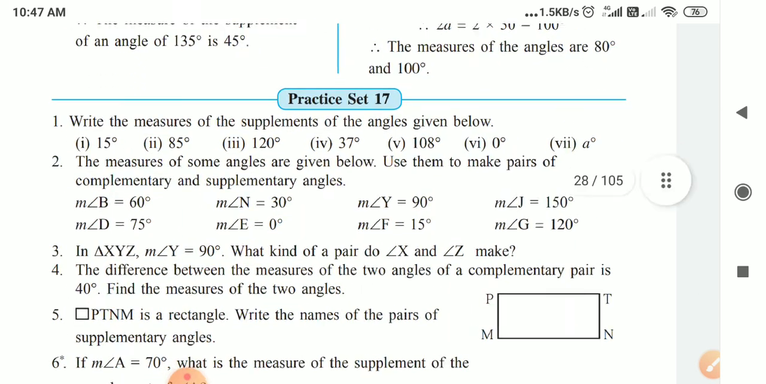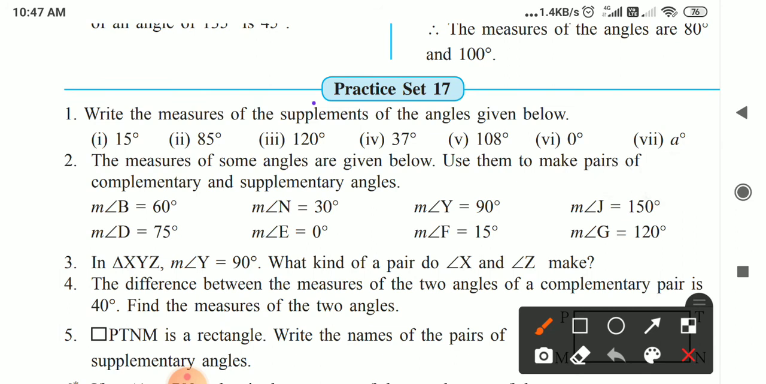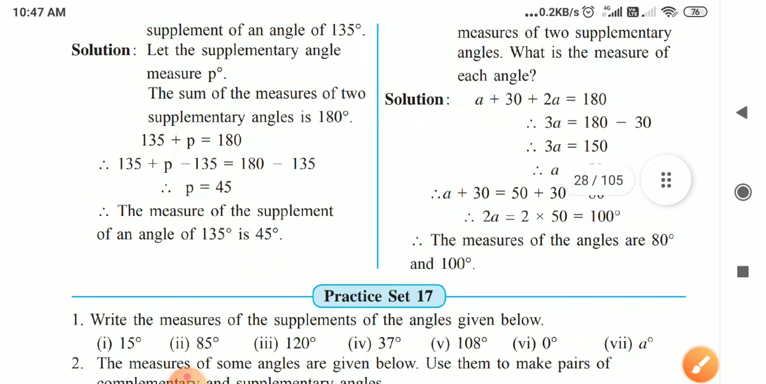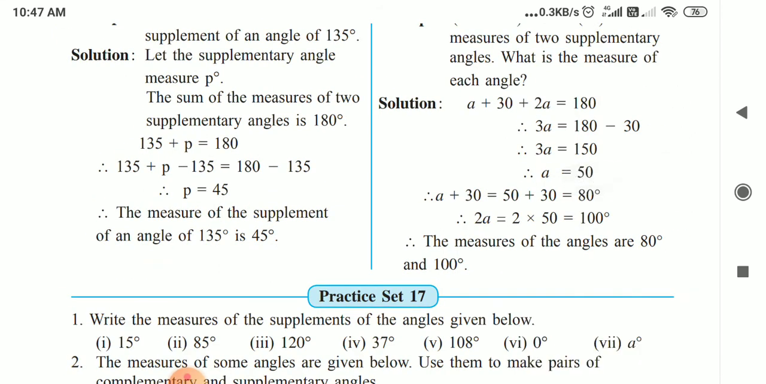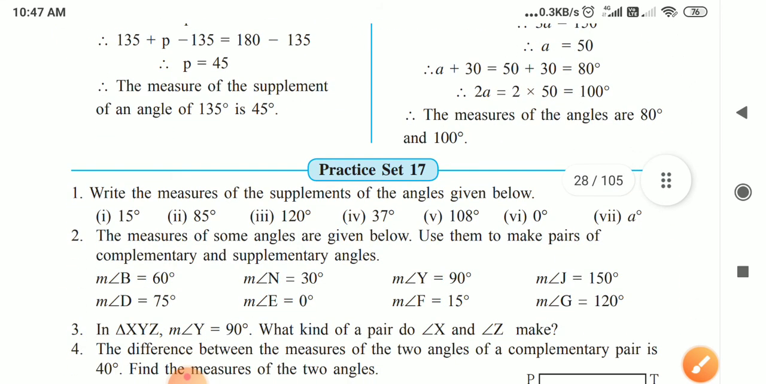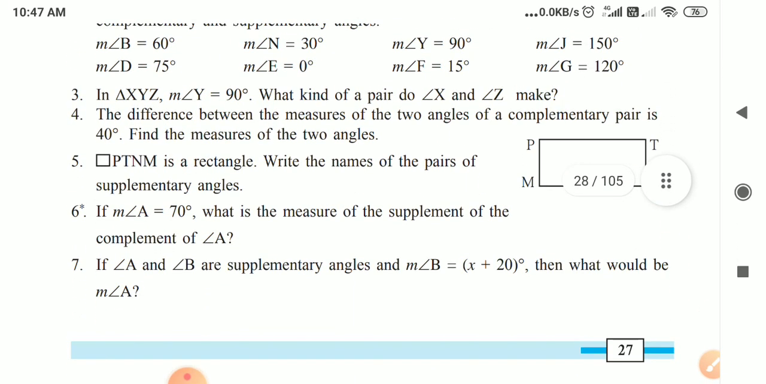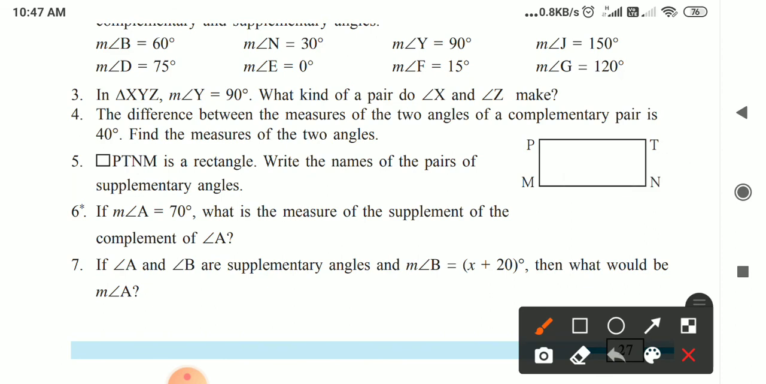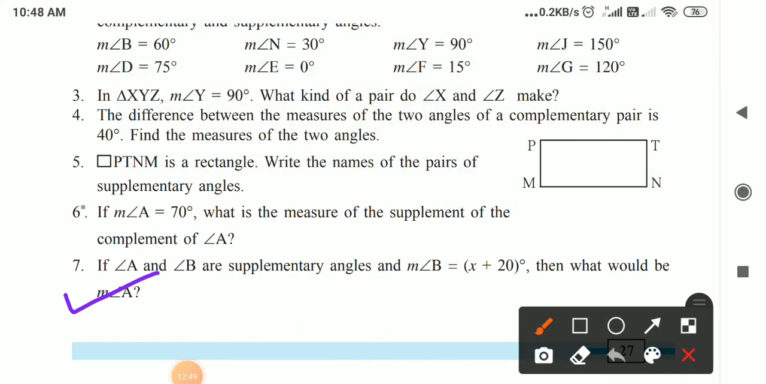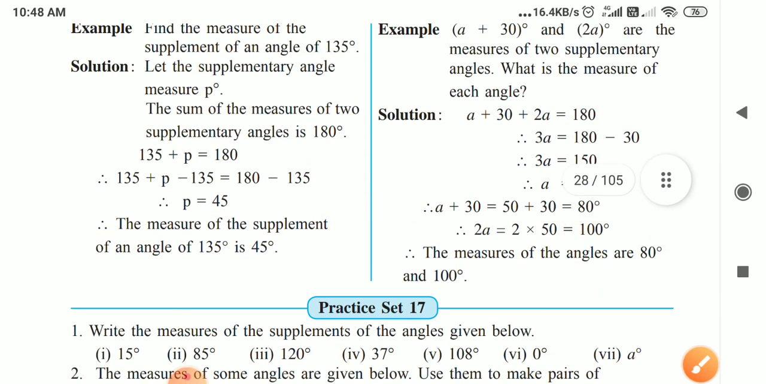Now your homework is to solve practice set number 17. These are very easy examples, and you have to solve them in this way. The same method applies to the second question. For the third question, word problems are given. For the last, seventh question, follow the method given here. All of you complete your homework, practice set number 17.